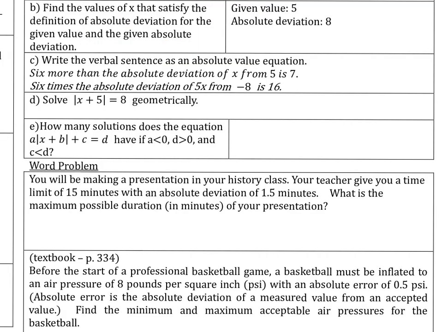Okay, let's take a look at a simple problem about absolute deviation. Find the values of x that satisfy the definition of absolute deviation for the given value and the given absolute deviation. So the given value here is 5. The absolute deviation is 8. So I have to write 8 equal to |x - 5|.